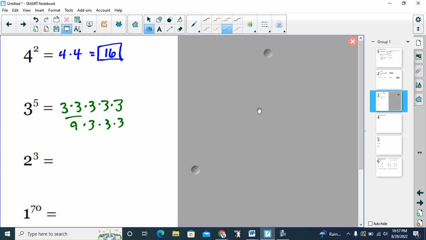So then we have 9 times 3, which gives us 27. 27 times 3. 7 times 3 is 21. 3 times 2 is 6, plus 2 is 8. So we have 81 times 3. 3 times 1 is 3, and 3 times 8 is 24. So 243.